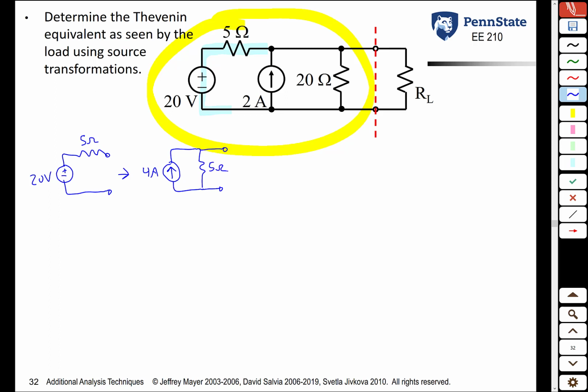of 5 ohms. We stick that back into the circuit now. 4 amp source, 5 ohm of parallel resistance. Stick that back in. So we have our 2 amp source here. And our 20 ohm resistor.